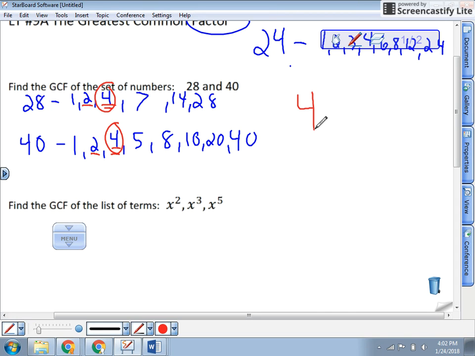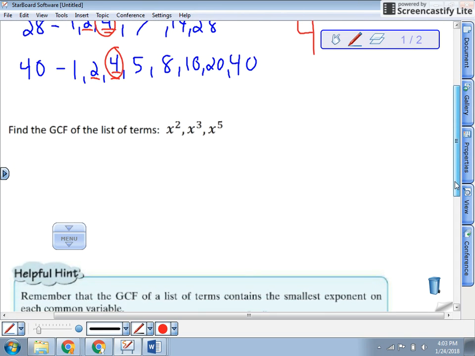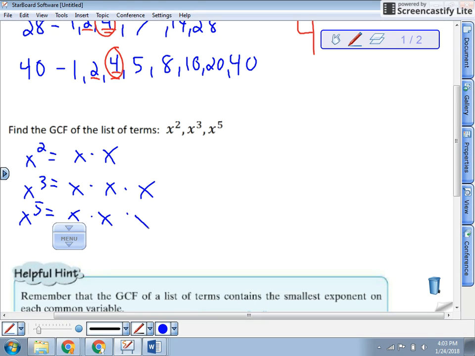Now, you're also going to have to find the GCF in terms of exponents, like in this next example. And again, I think it might help to write it out. We've got x squared, x cubed, and x to the 5th. Well, we know that x squared equals x times x. We know that x cubed is x times x times x. And we know that x to the 5th is x times x times x times x times x. So what's the greatest number they have in common? Well, they all have x to the 2nd power. So the greatest common factor in this case would be x squared.